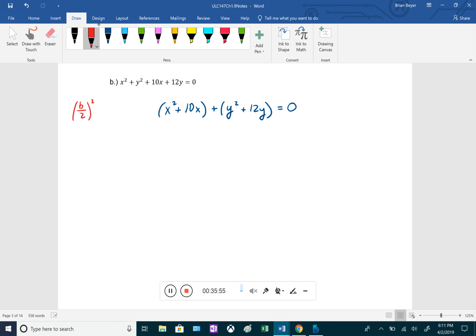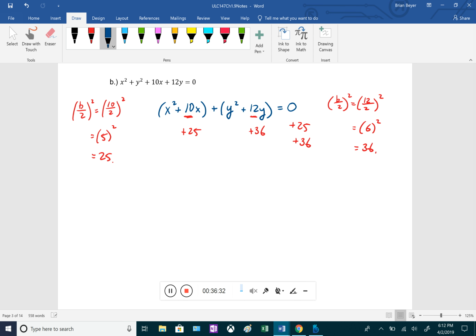So doing it for the x's, it's going to be 10 divided by 2 squared, which is 5 squared, which is 25. So we're going to add 25 to both sides for the x's. And then for the y's, it's going to be b over 2 squared. The b for that one is going to be positive 12. So that's 12 over 2 squared, which is 6 squared, so 36. And then we're going to add that to both sides for the y term.